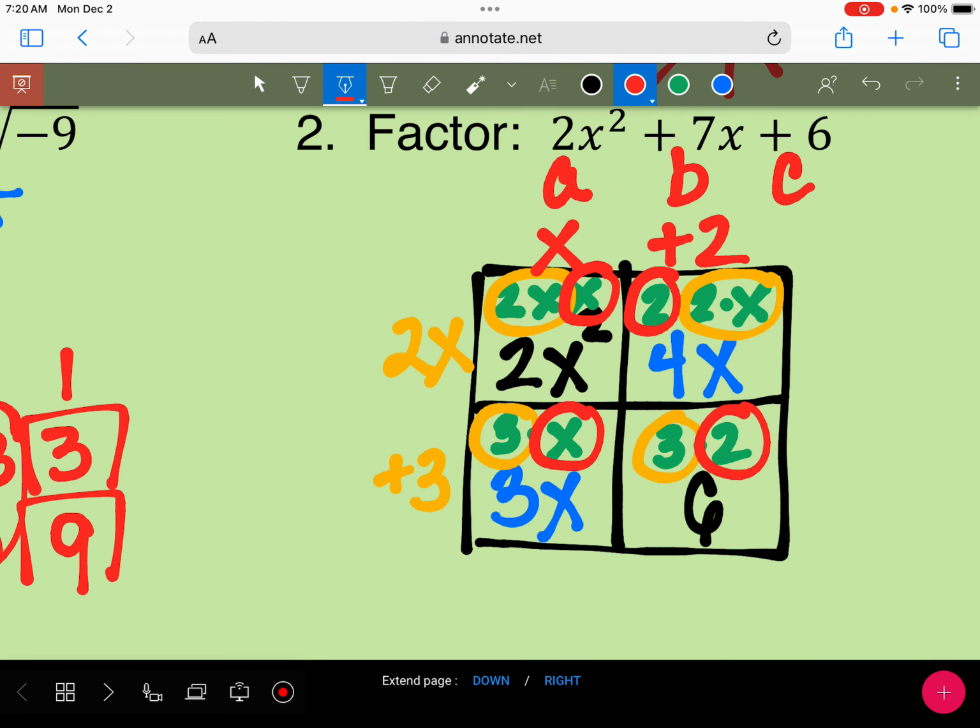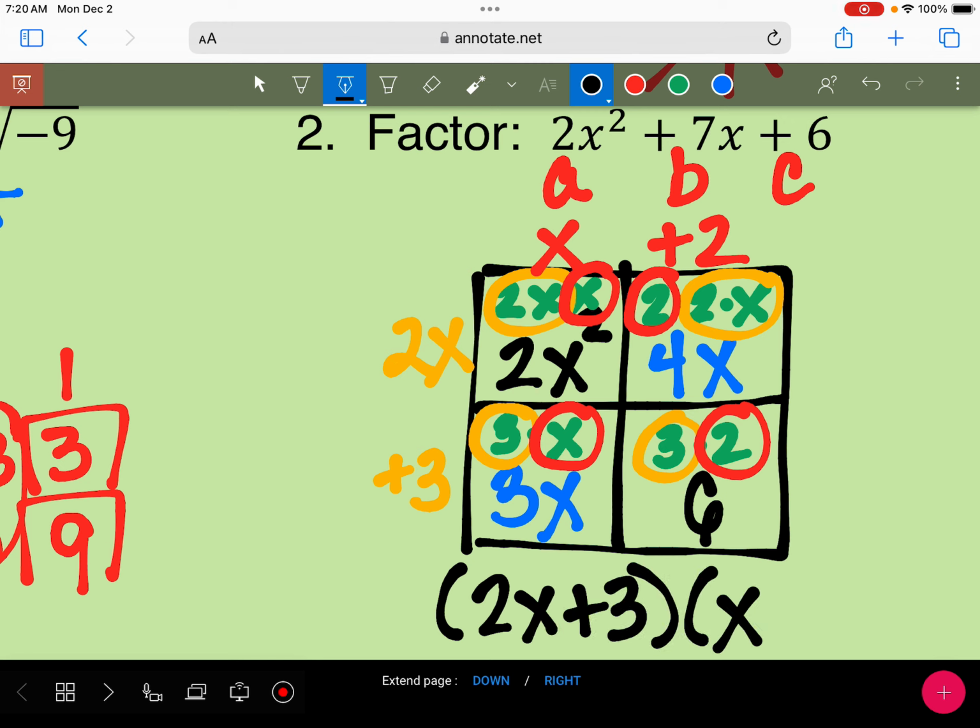So your factors would be 2x plus 3 times x plus 2. Any questions about how we factored that? There is a lot of factoring on your final, and we'll start talking about the final next week.